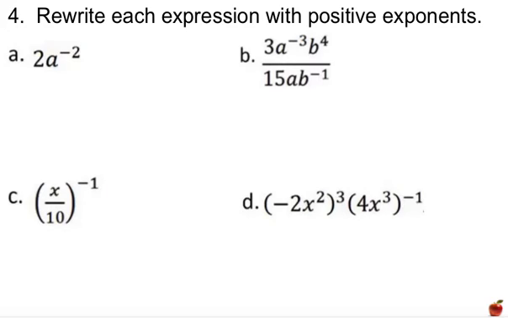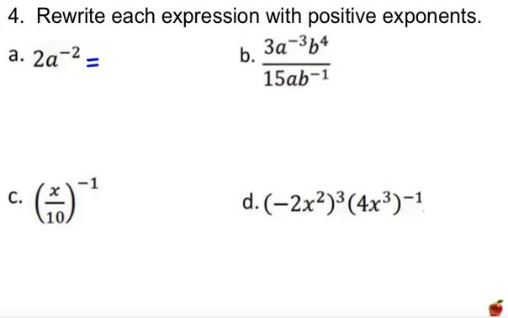Okay, our next example, we want to rewrite these with positive exponents. Remember, it's not simplified if we still have negative exponents in the problem. So that's where we're going to start. So we have 2a to the negative 2. To get rid of negative exponents, we either move it to the denominator, or if it's already in the denominator, you would move it up to the top.